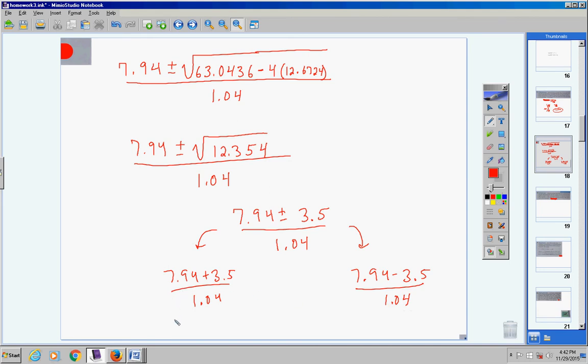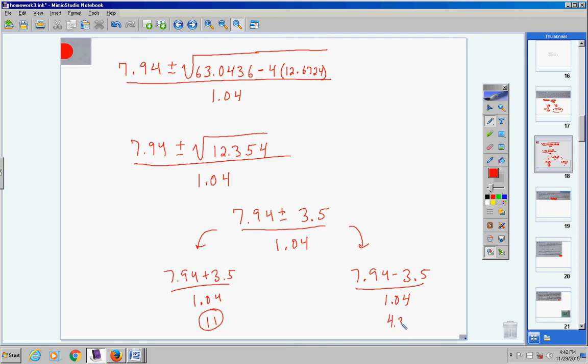Now, let's see this here. I'm looking at my work here. Hold on 1 second. I'm getting 11. Now let me try to figure out why. Okay, I understand why. If I take 7.94 plus 3.5 divided by 1.04, I'm going to get 11 exactly. So there's one answer, okay? Now, 7.94 minus 3.5, hit enter, then divided by 1.04, and you get 4.3.